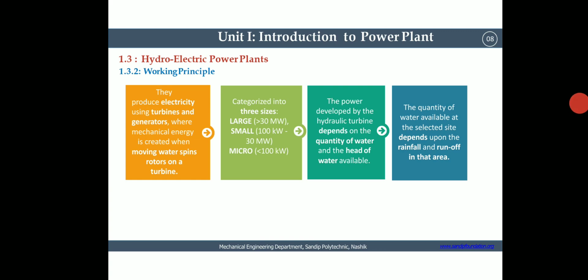The power developed by the hydraulic turbine depends on the quantity of water and the head of the water available, because in the dam the level of water must be high for generating high head. If the head is high in the dam, then electric power generation is more. If the head is low, then less power will be generated. The quantity of water available at the selected site depends upon the rainfall and runoff in that area. So it also depends upon nature. This power plant is dependent on nature.